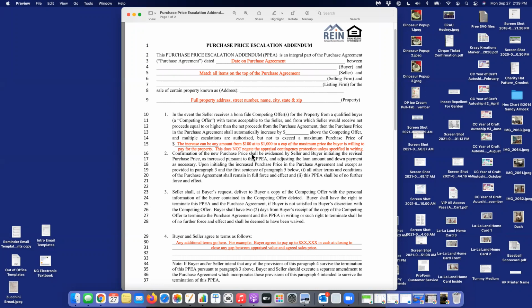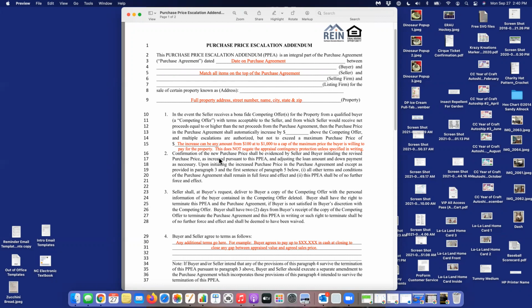So the increase can be any amount from $100 to $1,000 to a cap of the maximum price the buyer is willing to pay for the property. So if the buyer says, I absolutely cannot go above $128,000, then you would put that $128,000 there. Now, it's important to keep in mind that doing this does not negate the appraisal contingency protection that's written into the purchase agreement, unless you specifically say in writing that the buyer will bridge the gap between the appraised value and the sales price. So unless you state it in writing, your appraisal contingency protection remains in place.